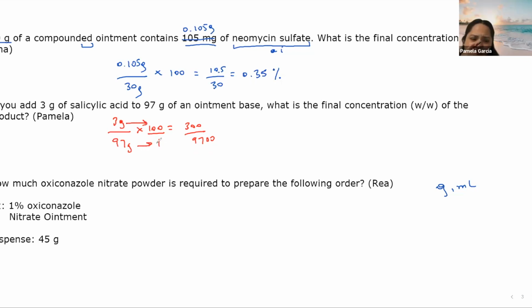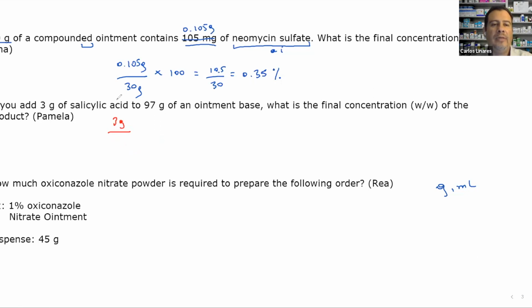Okay. But even before that, what is the error she made here, Anna? You're muted, Anna. So you add 97 to 3, that's 100. So 3 out of 100 is 3%. Yes, so you need to add the salicylic acid with the ointment base. Remember, if you add 3 grams to 97, you have 100 grams. Times 100, that gives me 300 over 100, which is 3%.